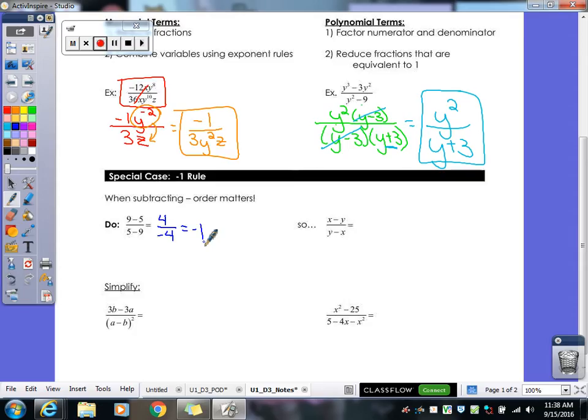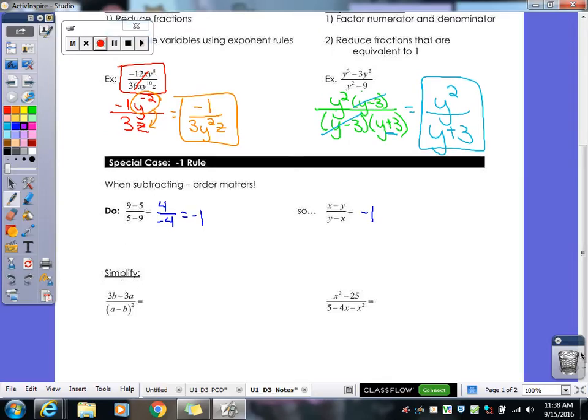So the same rule applies when we're using letters. If I have x minus y over y minus x, I can reduce those, but it reduces to a negative 1. And that only happens with subtraction. With addition, it would just be 1. Order doesn't matter because of our commutative property. But with subtraction, it does matter. So we're going to simplify some of these down here.